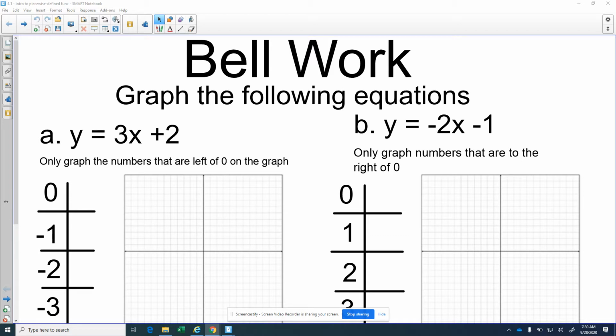In class yesterday, we talked about how to graph one of these lines on a graph with a restriction. We talked about these two problems here, where if I'm given either of these, I want to graph a value that is restricted.